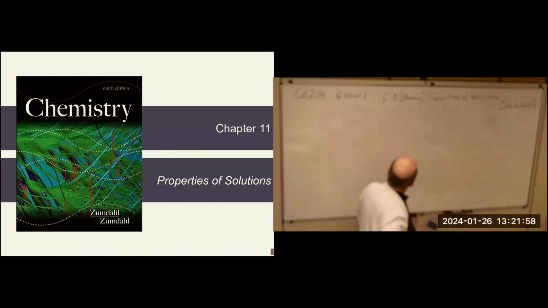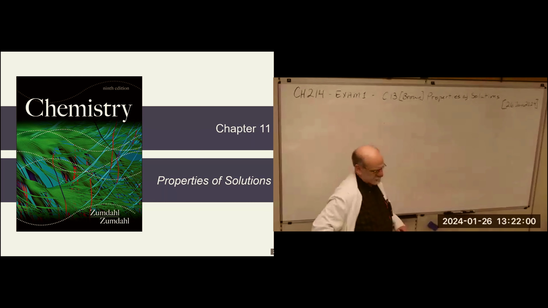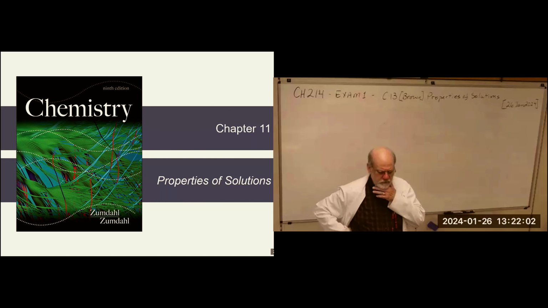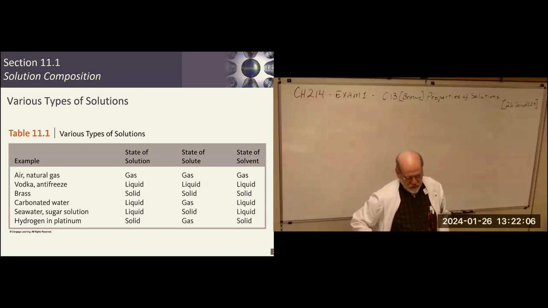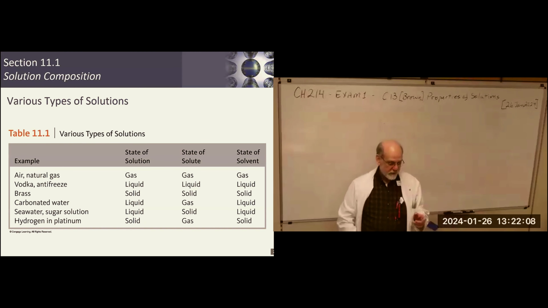My chapter 11, your chapter 13 in Brown. We're going to talk about properties of solutions. We know that a solution is a homogeneous mixture. I think we've covered that last semester. And it can be any phase. Any two or more phases can combine into a homogeneous mixture.